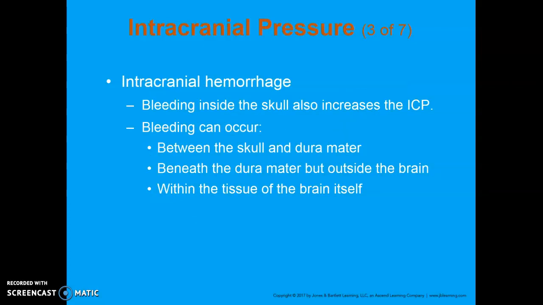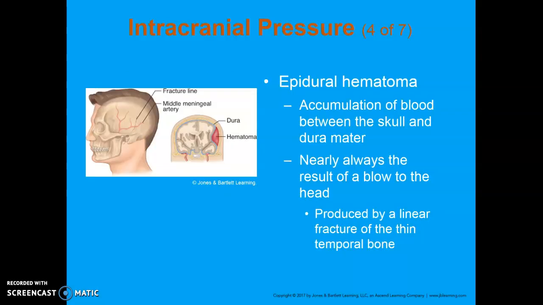Intracranial hemorrhage is bleeding inside the skull that causes an increase in intracranial pressure. The bleeding can either be between the skull and the dura mater, beneath the dura mater but outside of the brain itself, or within the brain tissue itself. So basically, as long as it's beneath the skull, it's intracranial hemorrhage, because it's cranium.